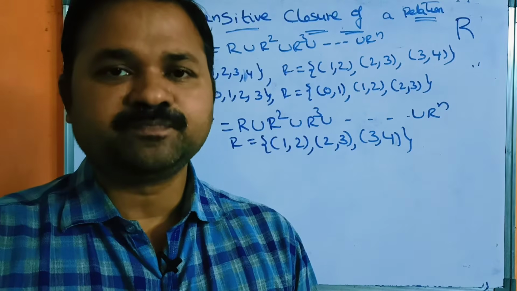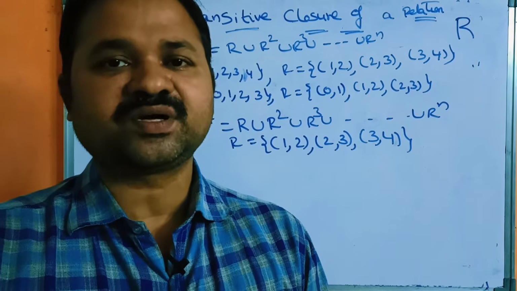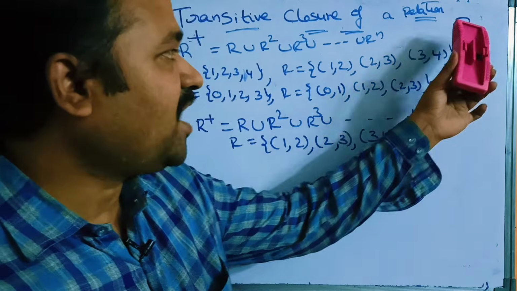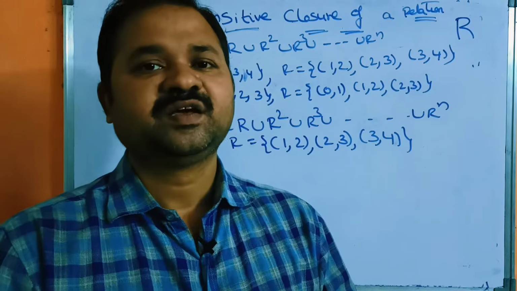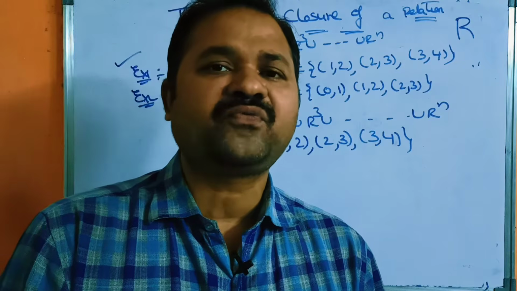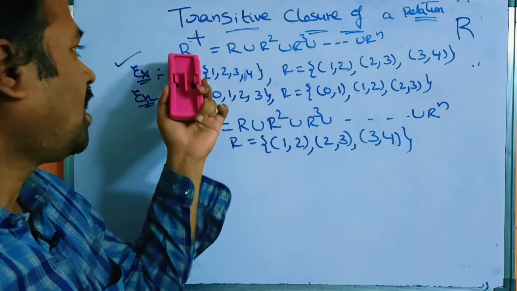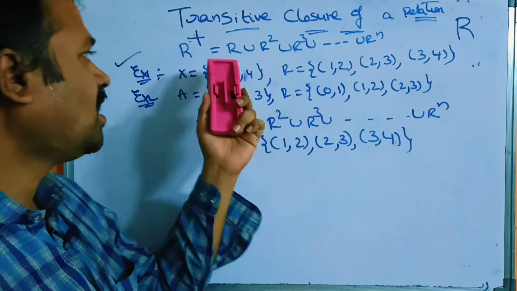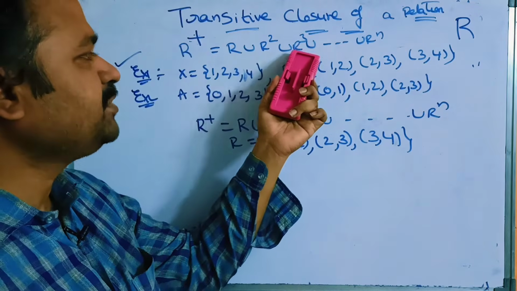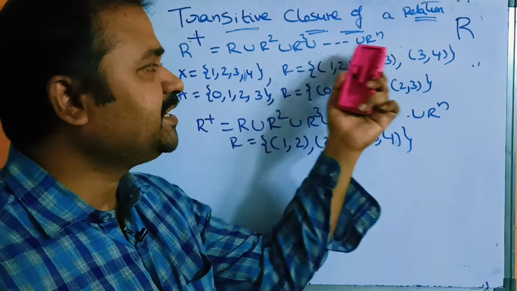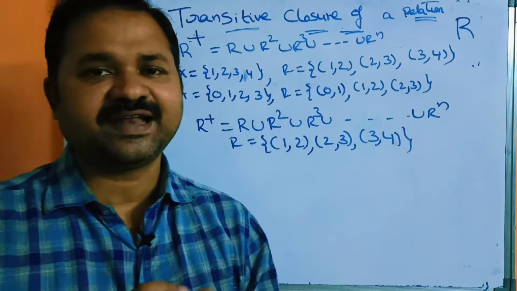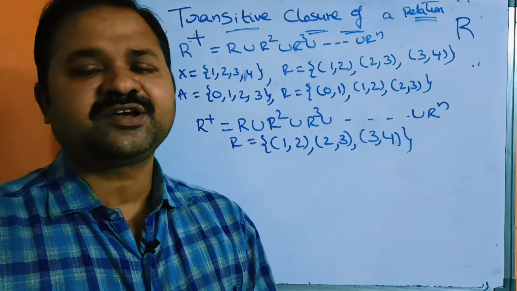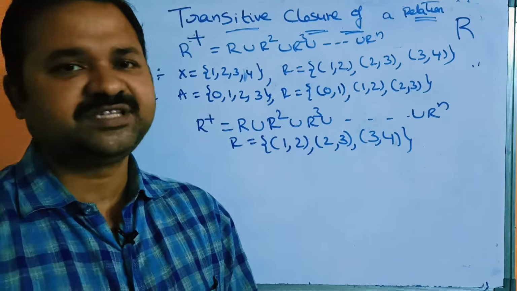In this video, we are going to discuss the transitive closure of a relation. Let us have a relation called R. Then the transitive closure of R is denoted by R power plus. The formula for R power plus is R union R power 2 union R power 3, and so on. Likewise, we can calculate. Here we have two examples, and we need to calculate the transitive closure for these two examples.